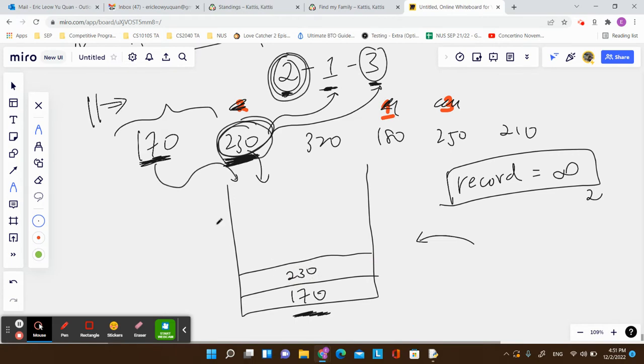So let me repeat again. What does the stack contain? The stack contains all the people I've seen previously up to this point. This is the point now, and the stack consists of 170 and 230. Now I will go to the next value, 320.